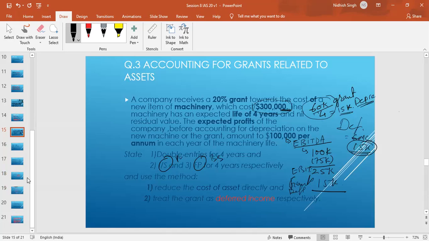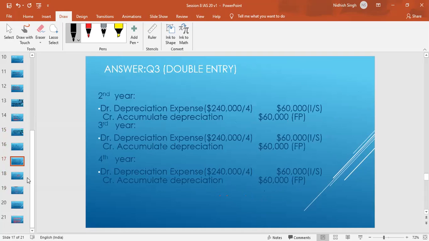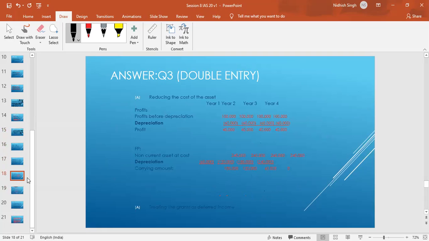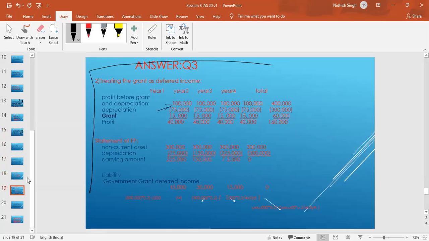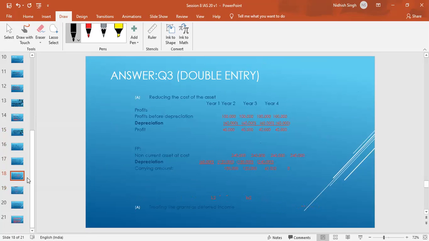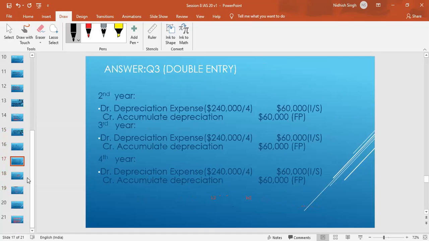Nidhish, again on the second slide, that 2,40,000 we have. If you go to the next slide, yes, it's this particular entry. If you go back to the previous slide, this 2,40,000. Yeah, these are the entries. So here, this 2,40,000, you're calculating after grant, or it should be 75,000. It is after the grant, so it is 60,000.